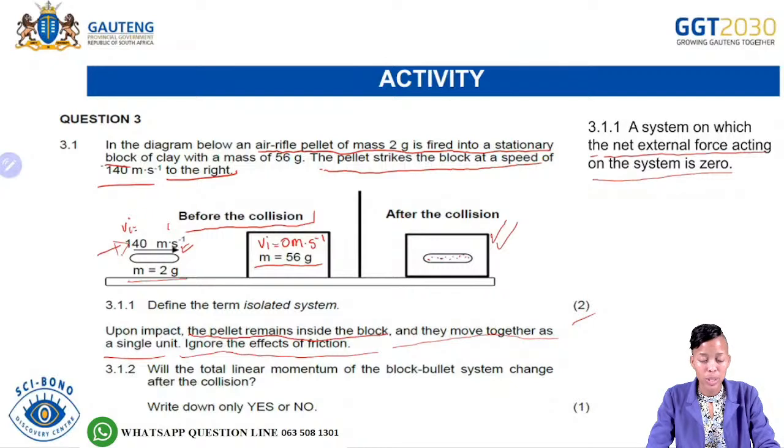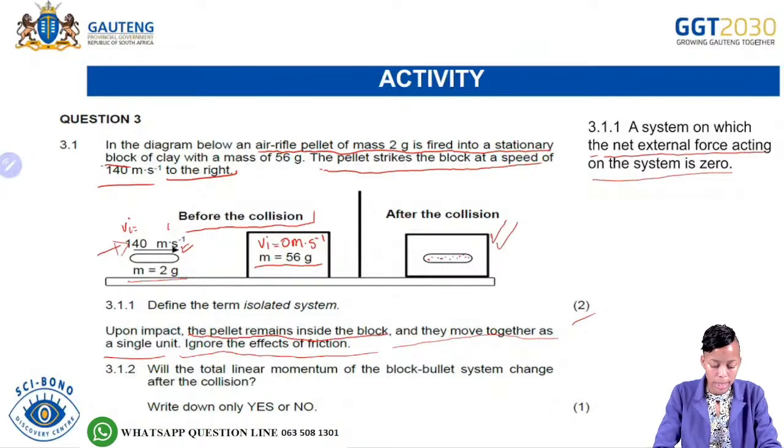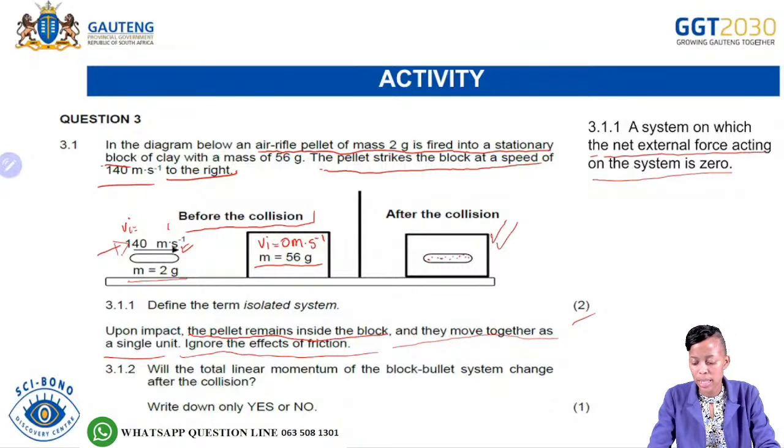Now 3.1.2 says, will the total linear momentum of the block-bullet system change after the collision? Write down only yes or no. So our answer there for 3.1.2 would be no, because remember we said that the total linear momentum would be conserved. That is why our total linear momentum would not change after the collision.